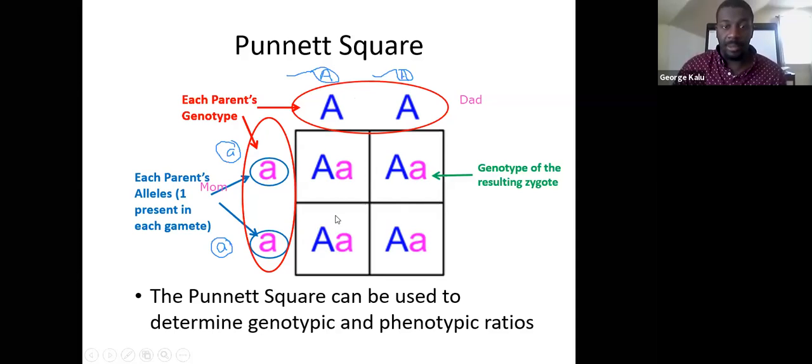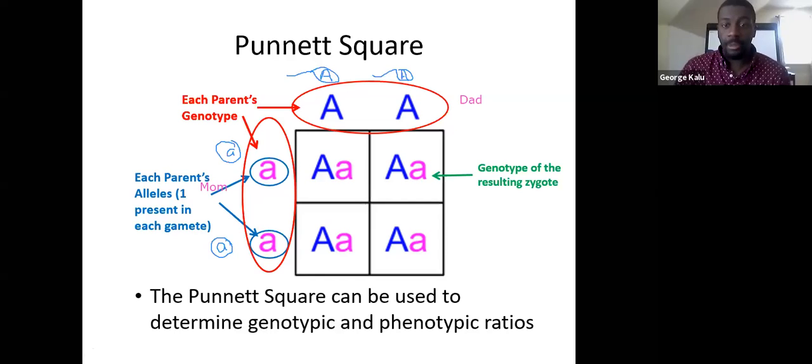Same thing with this box: big A and this little a over here. That's going to give us this box. And then big A and little a is going to give us our 4th box over here. These are going to give us the genotypes of the potential offspring. After we determine the possible genotypes, we can determine the likelihood of developing a particular genotype, and then the likelihood of inheriting that particular phenotype, and what the chances of developing that phenotype are.